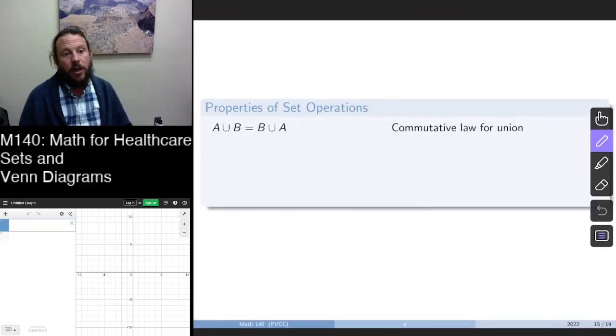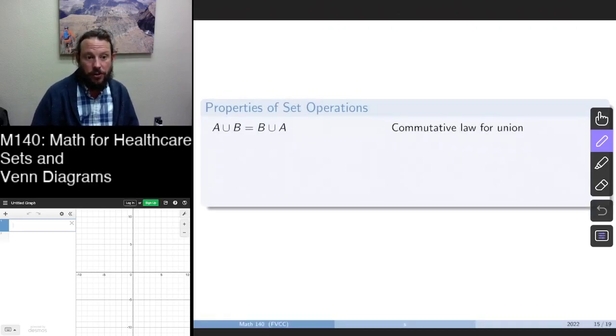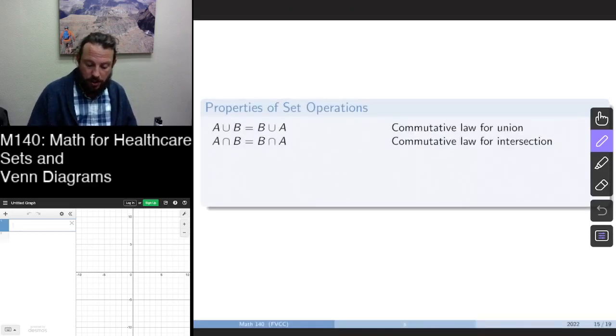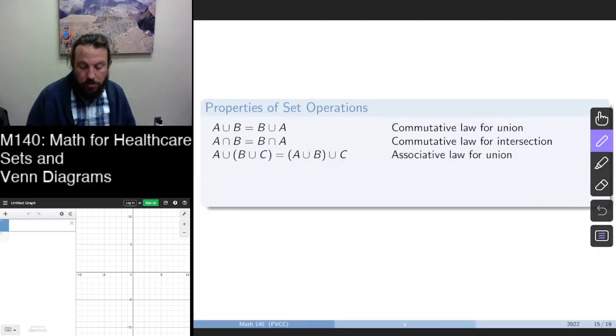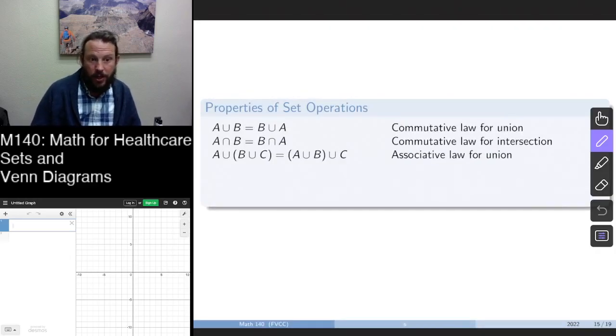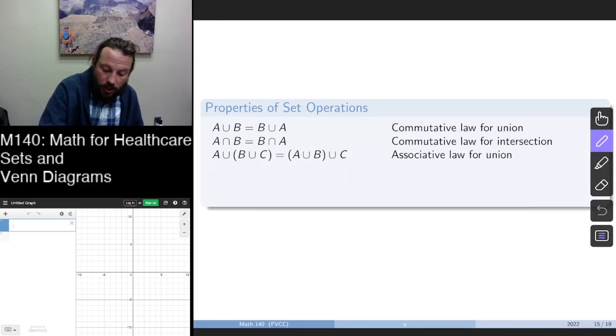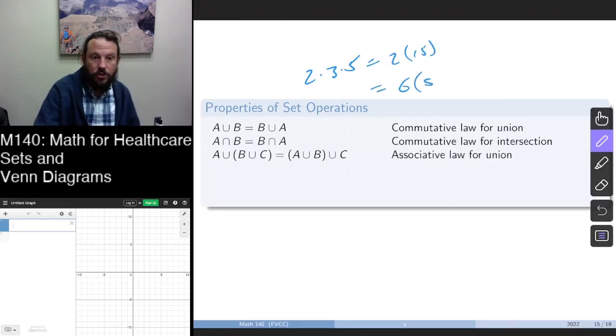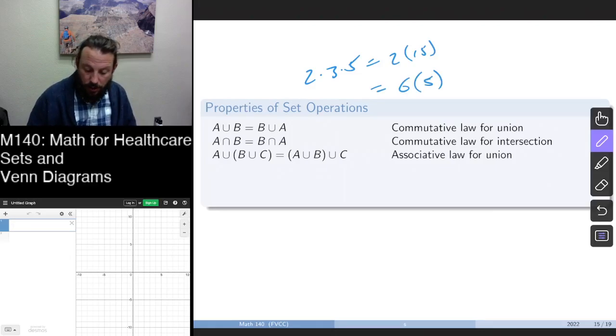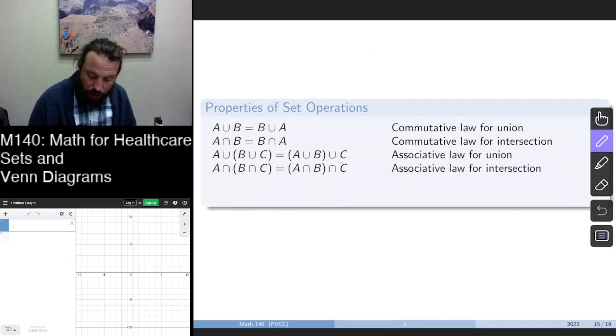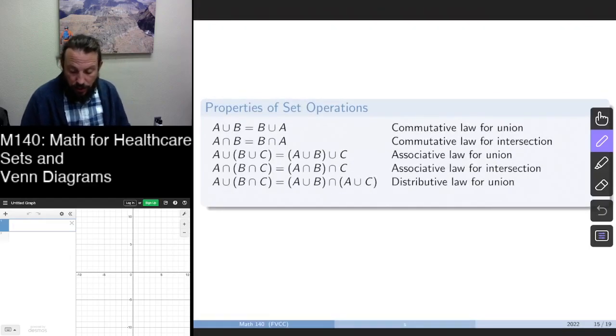Some properties of set operations. Commutative law for union: A union B equals B union A. Same for the intersection. Associative law. All this means is if we have A union B union C, we could do A union B first or B union C first. It's just like 2 times 3 times 4 times 5. We could do 2 times 15, or we could do 6 times 5. Those are all equal. There's the same associative law for intersection.